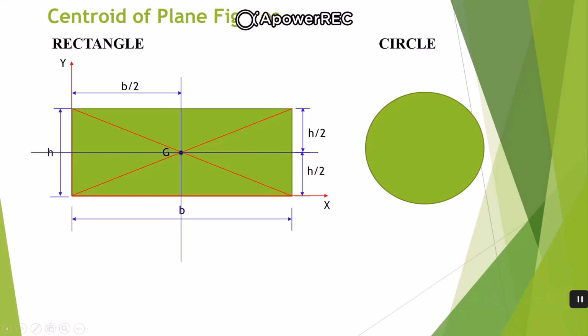Now let us take the circular section. So how to locate the centroid of a circular section? Here also, first select two reference axes, the y-axis passing through the left end of the circular section, and the x-axis passing through the base of the circular section. The geometric center of the circle will be the same as the centroid of the circular section.